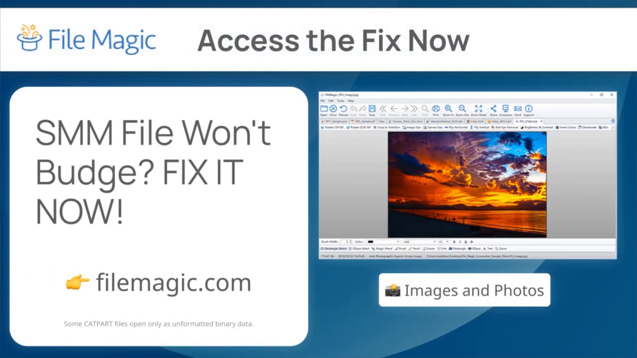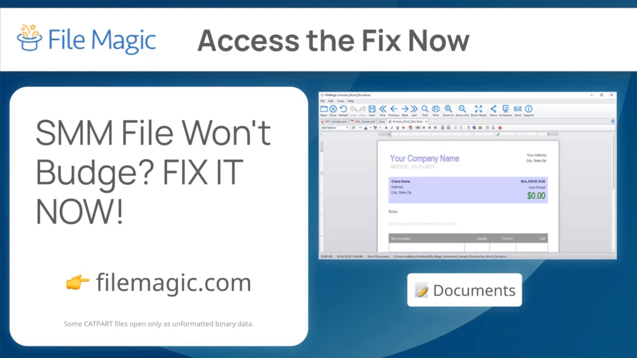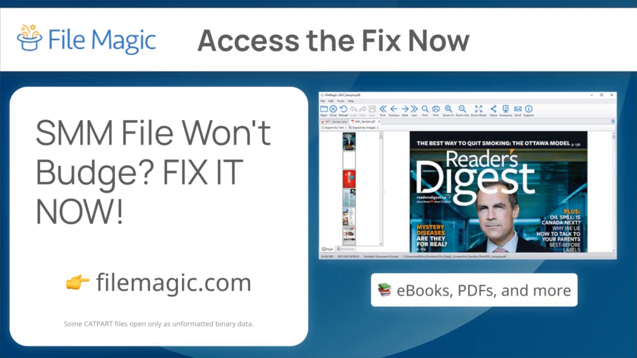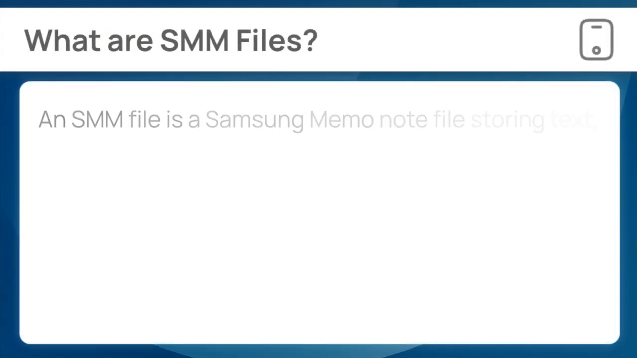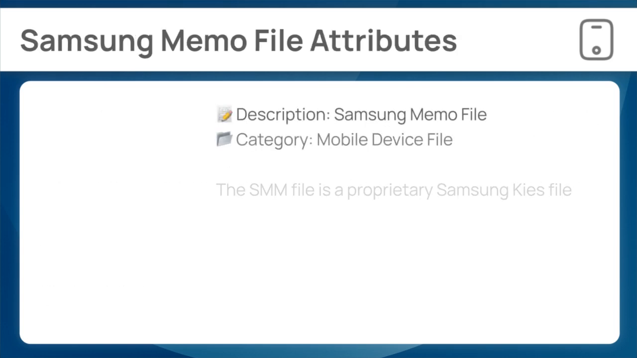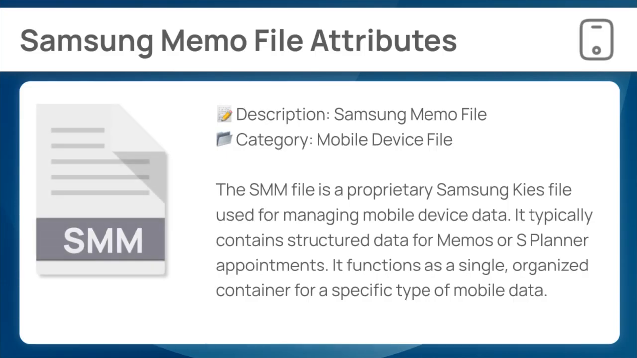We will reveal why investing in one exceptional SMM file inspection utility is the best long-term solution for managing countless file formats. Technically speaking, the SMM format falls under the mobile device file specification. The Samsung Memo File wrapper contains all associated data. The SMM file is a proprietary Samsung Kies file used for managing mobile device data. It typically contains structured data for memos or S-Planner appointments.